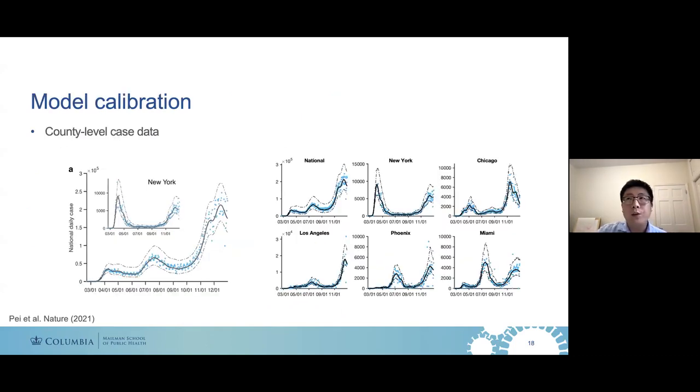So again, we use the ensemble Kalman filter to calibrate the model to surveillance data of county level daily case data. Here, the figure shows the model calibration at the US national level and 5 major metropolitan areas: New York, Chicago, Los Angeles, Phoenix, and Miami. Here, we only show the results from several metropolitan areas, but the fitting was performed for every county in the US.